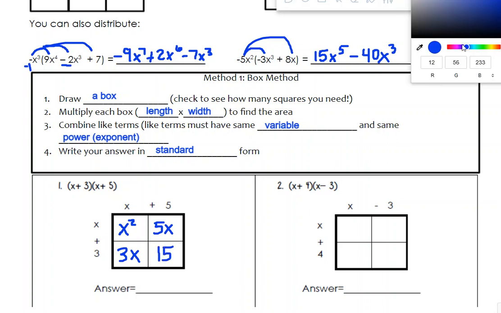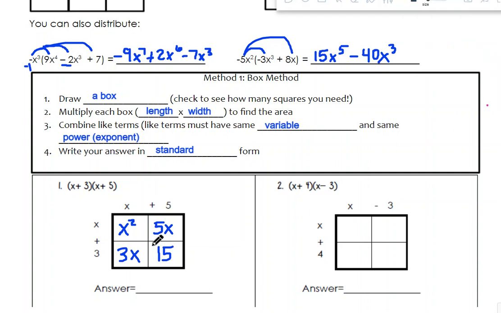All right, so then we said we want to combine our like terms, right? So do I have any like terms here? I do. I got a 3x here, and I got a 5x here. I can combine those two, right? So let's write it in standard form. X squared I can't combine anything with, so that's going to be x squared. 3x plus 5x would give me 8x. And 15, I can't combine anything, so I just bring it down, plus 15. And there is my answer, x squared plus 8x plus 15. All right, let's try one more.